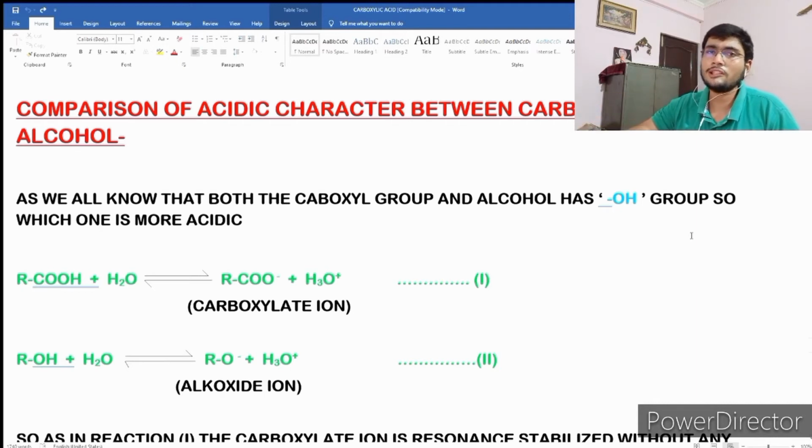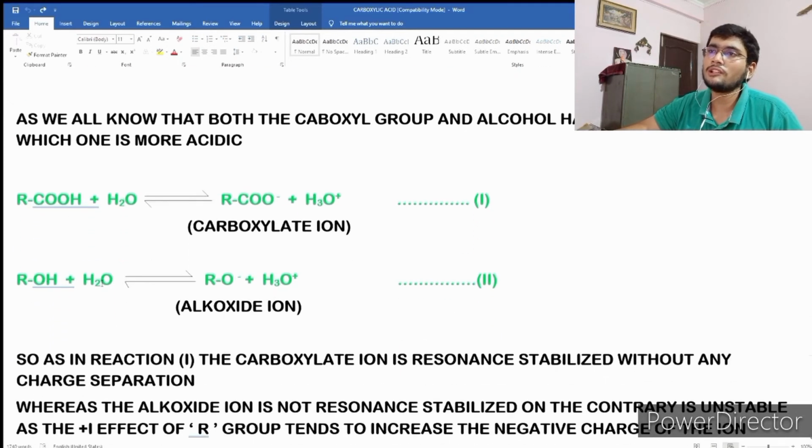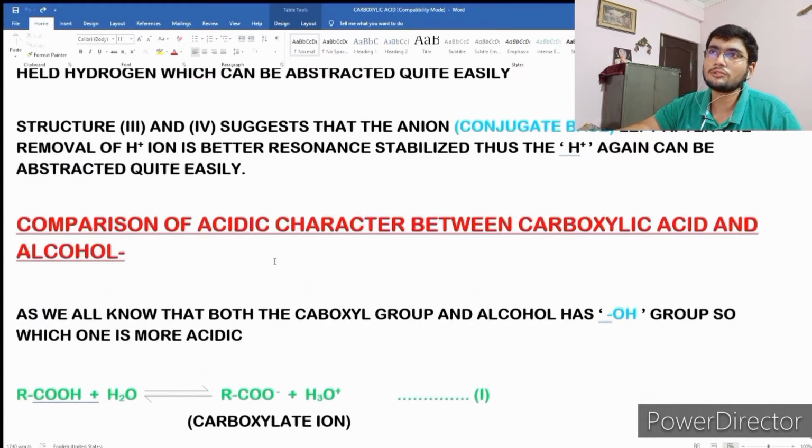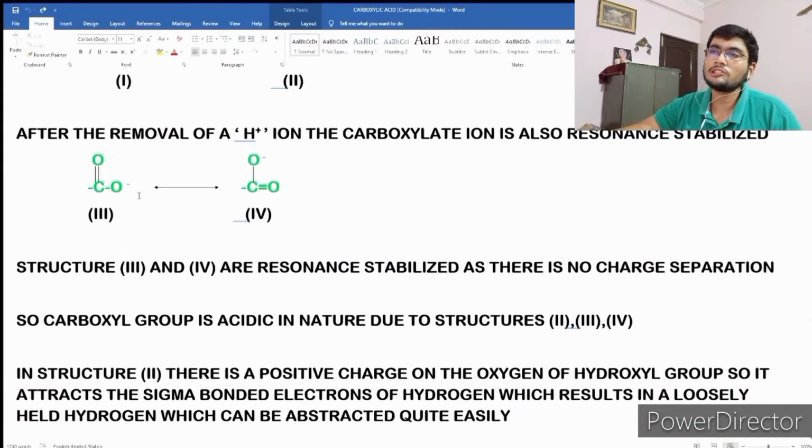So which one is more acidic? That I have explained also: the carboxylic group in water will give the carboxylate ion and hydronium ion, and alcohol in water will give the alkoxide ion and hydronium ion. So in reaction 1, the carboxylate ion is resonance stabilized, as I have shown you here. This is the carboxylate ion and it is resonance stabilized.